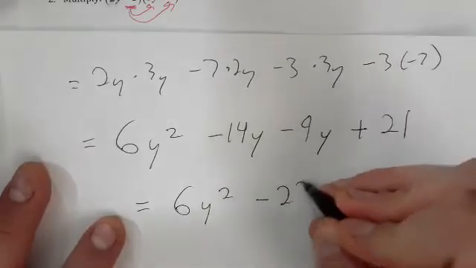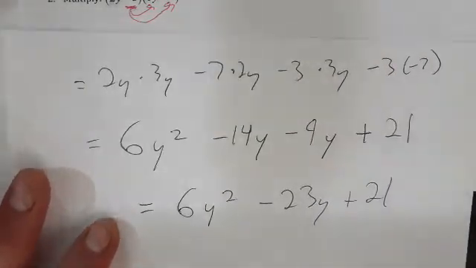6y squared, minus 14 minus 9 gives me what? Minus 23y, and I have what? Plus 21.